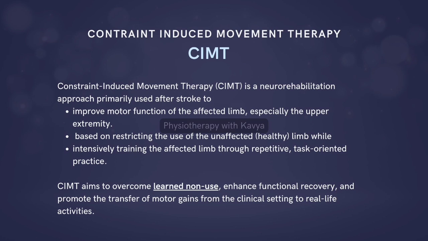Constraint Induced Movement Therapy, or CIMT, is a neuro rehabilitation approach primarily used after stroke to improve motor function of the affected limb, especially the upper extremity. It is based on restricting the use of the unaffected or the healthy limb while intensively training the affected limb through repetitive task oriented practice. Through this approach, we are trying to overcome learned non use, enhance functional recovery, and promote the transfer of motor gains from the clinical setting to real life activities.